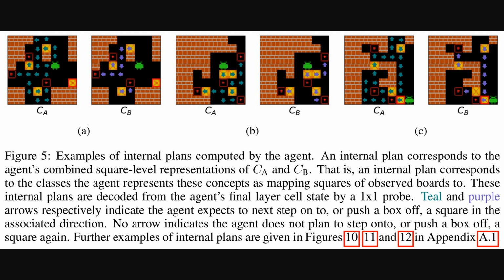Alright, so we saw that the agent does strongly represent these planning concepts, and this next figure gives us a look at what those internal plans actually look like. Okay, here we see the combined agent approach, the teal arrows, and box push, the purple ones, decoded from the network's final layer state. This visually confirms how the agent seems to combine these concepts to map out potential moves and pushes on the board.